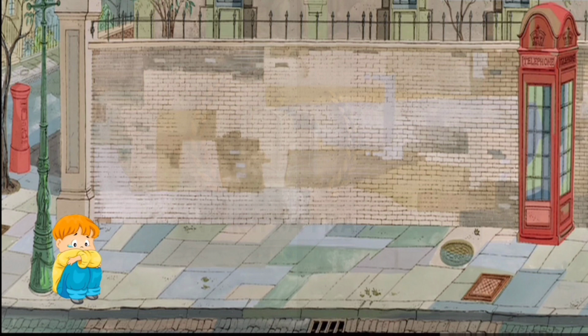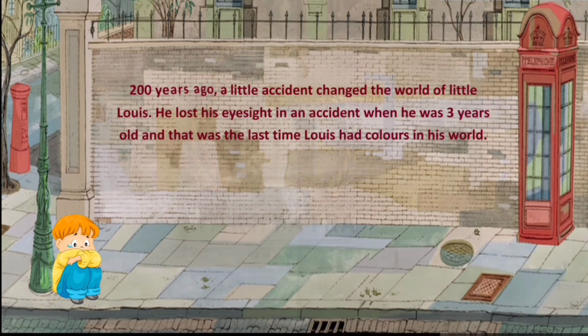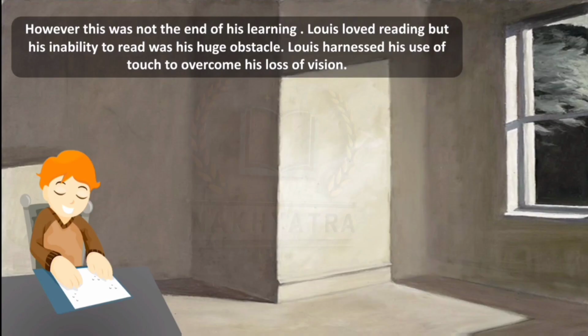Now I'm going to narrate a short story. In fact, it is a true story. So here it goes. 200 years ago, a little accident changed the world of little Louis. He lost his eyesight in an accident when he was 3 years old, and that was the last time Louis had colors in his world. After that, he had only darkness in his life. However, this was not the end of his learning. Louis loved reading, but his inability to read was his huge obstacle.